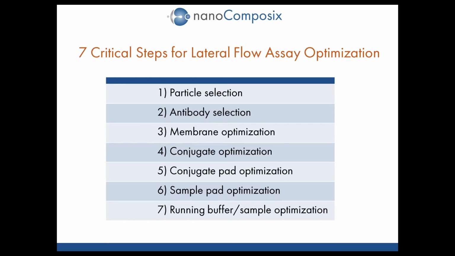Hi everyone, thank you for listening in today. In today's webinar, we're going to discuss 7 critical steps for lateral flow assay optimization. There are a ton of additional steps for development that need to be considered, but we want to break down just 7 of these steps to provide the backbone of lateral flow development. Today we will be discussing the selection and optimization of the particle, the antibodies and affinity reagents, conjugation techniques, the conjugate pad, sample pad, and running buffer and sample handling.